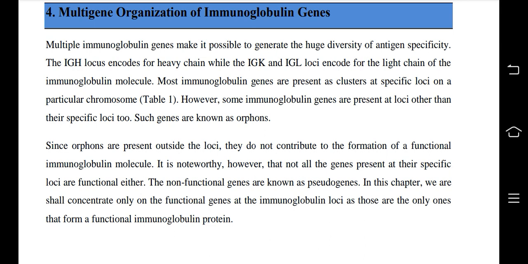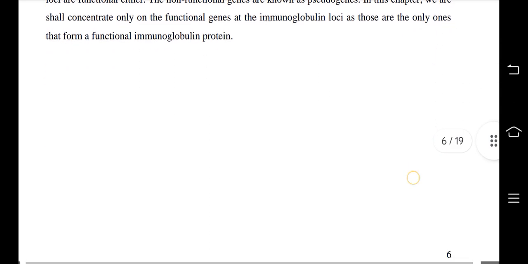However, some immunoglobulin genes are present at loci other than their specific loci too. Such genes are known as orphons. Since orphons are present outside the loci, they do not contribute to the formation of a functional immunoglobulin molecule. It is noteworthy, however, that not all the genes present at their specific loci are functional either. The non-functional genes are known as pseudogenes. In this chapter, I shall concentrate only on the functional genes at the immunoglobulin loci, as those are the only ones that form a functional immunoglobulin protein.